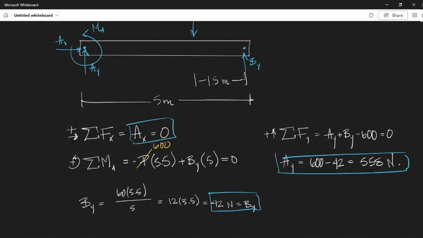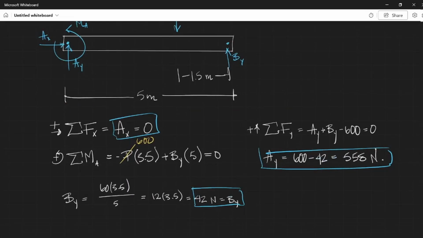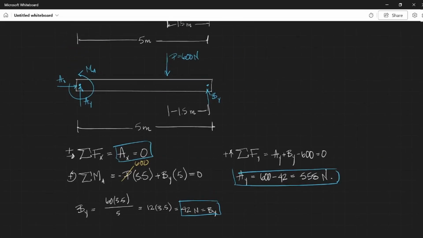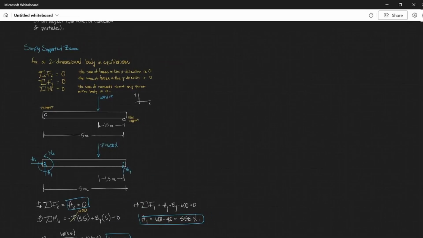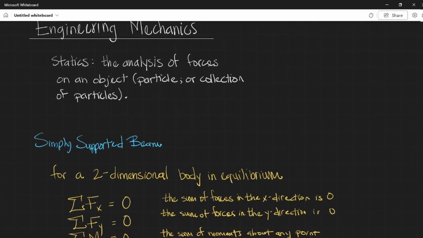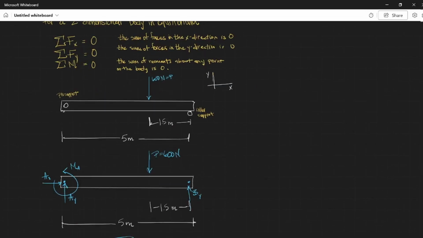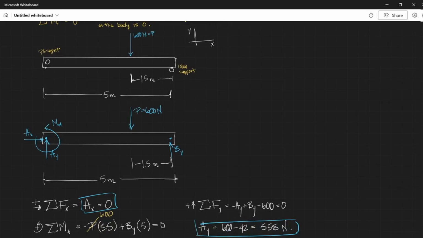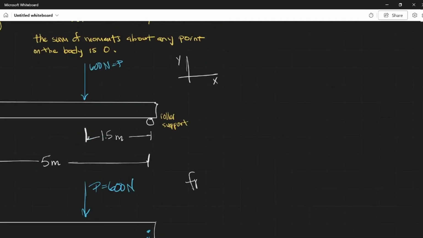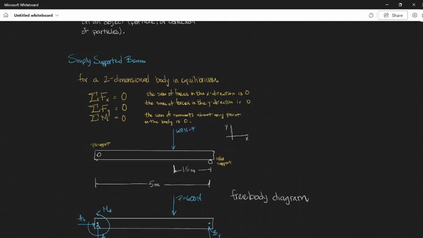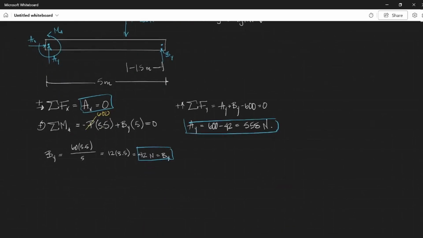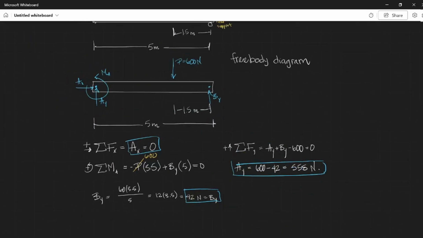We have AX, we got BY, we got AY. So we've solved for all of the forces on the beam using this static analysis. And so this has been a first lesson in engineering mechanics statics. All right, the analysis of forces on an object, and we'll typically call the object a particle, or it will be a collection of particles. And then we'll do a force balance using this free body diagram. And then we just employ our kinetic equations to solve for all of the forces on the beam.